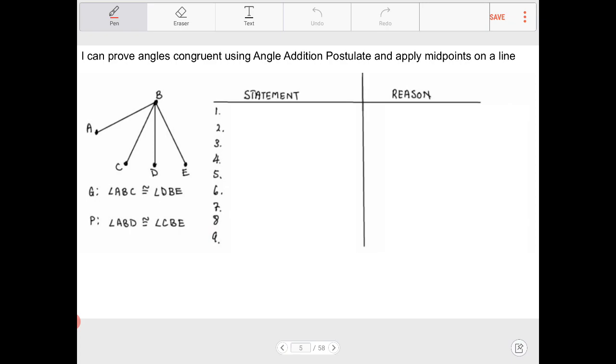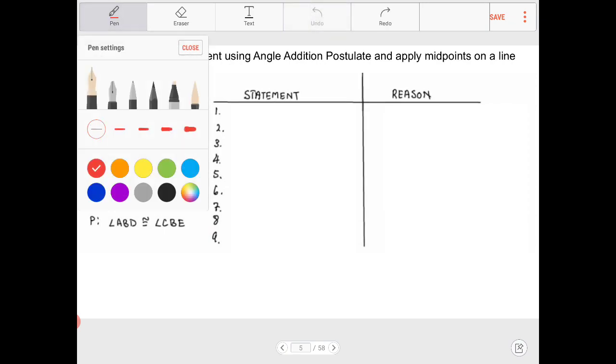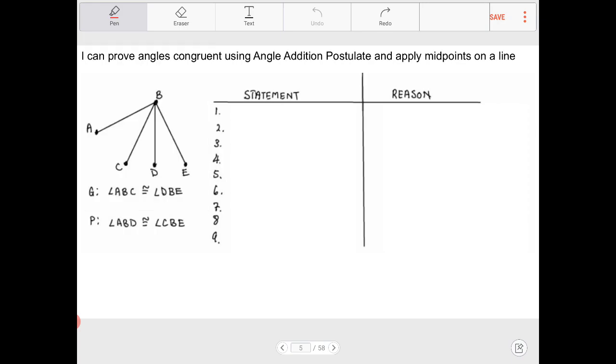Please pause the video for a moment and write down the set of givens as well as what we're trying to prove, as well as the diagram. Draw the diagram and label it. The G stands for given, whereas the P stands for proof.